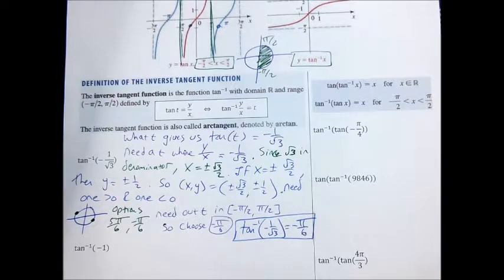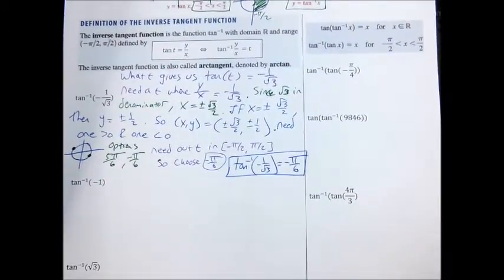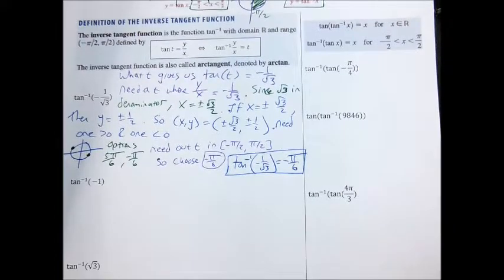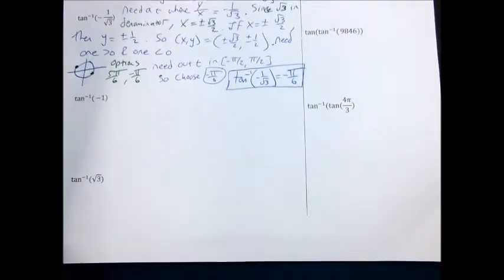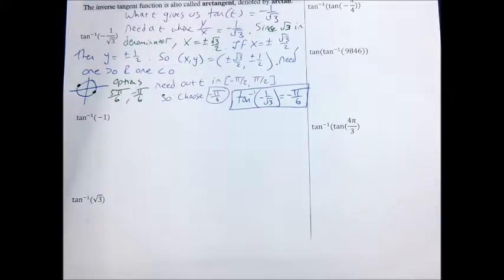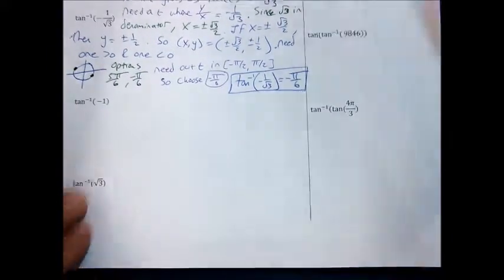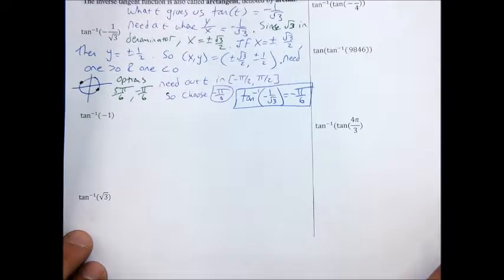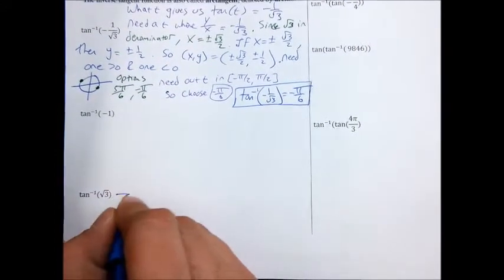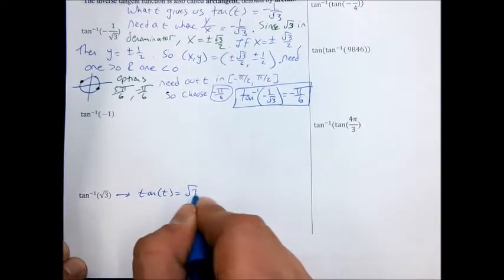Got good time here. Okay. Tan inverse of -1. Let me do the last one, actually, and save that one for you. Let's do tan inverse of root 3. So the way you want to think about this, very similar to the last one, right? You want to think, what do I need to plug into tangent that will give me root 3? Right? So we think tangent of what equals root 3?